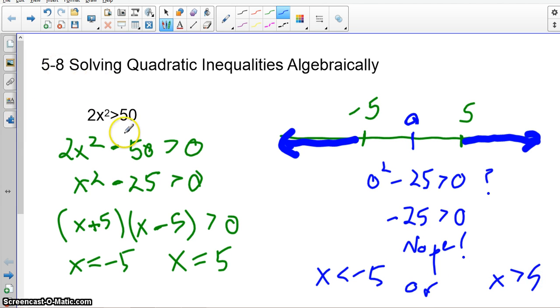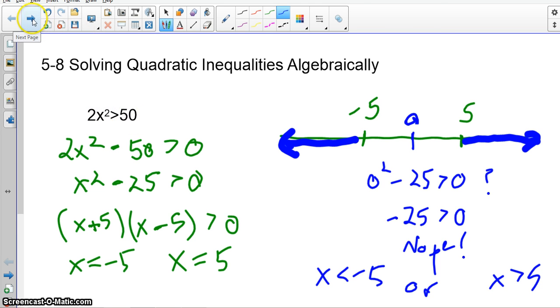Okay, and that should make some intuitive sense. X has to be bigger than 5 for this to work out, or less than negative 5, meaning if you square something bigger than 5, you're going to get something bigger than 25. You double it, it's bigger than 50. If you square something more negative than negative 5, it's like negative 6, negative 7, negative 8, you've got a similar deal. You square something, it's really big, and becomes positive, double it, and gets bigger than 50.